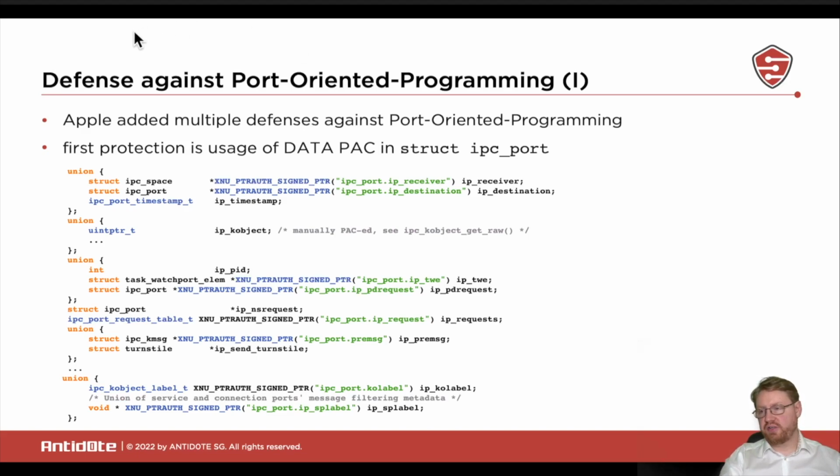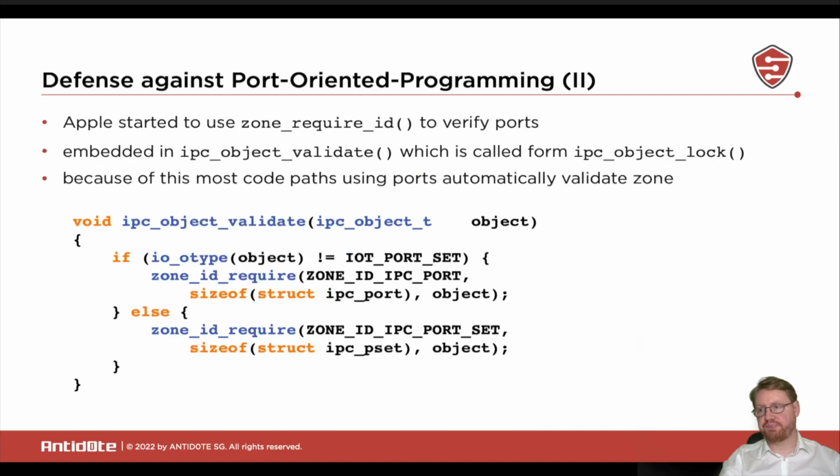One thing is important here: this IPK object is something that is manually packed, because I guess in some cases Apple does not apply PAC, since what's stored in this object is sometimes not a pointer. But it's also packed normally for the normal use case of pointing to a kernel object.